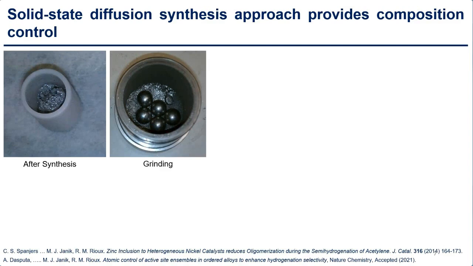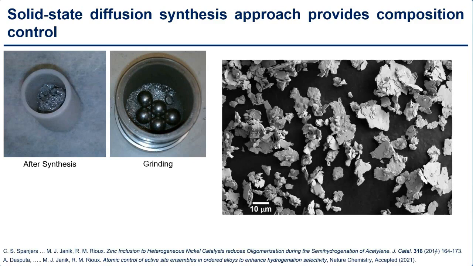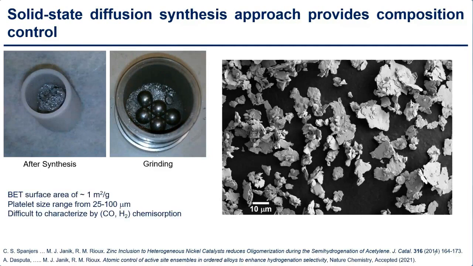We need to grind these materials and then re-anneal them to ensure that the thermodynamically stable surfaces are obtained after grinding. So here's a typical SEM image of what these materials look like. They're platelet-like, and that's basically just due to the ball milling to increase the surface area of the original ingot that's formed.